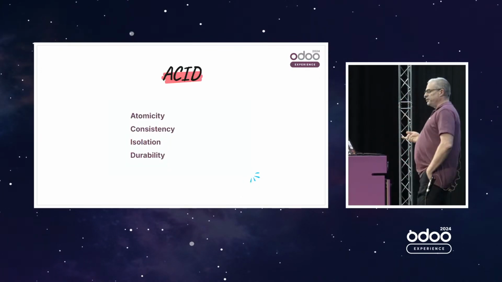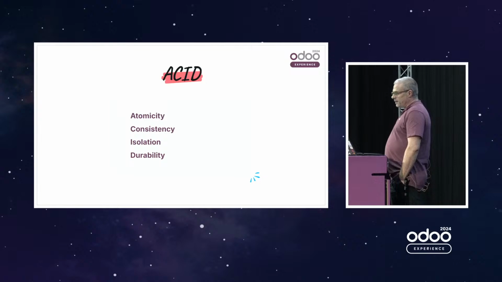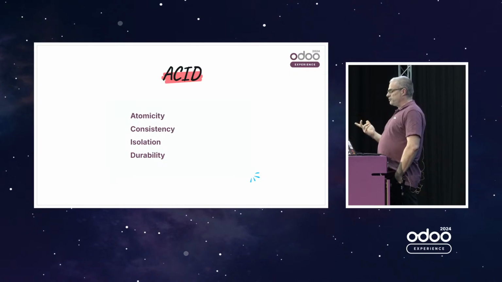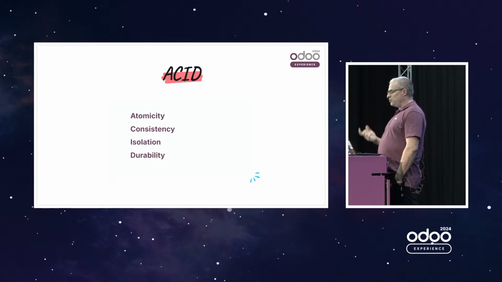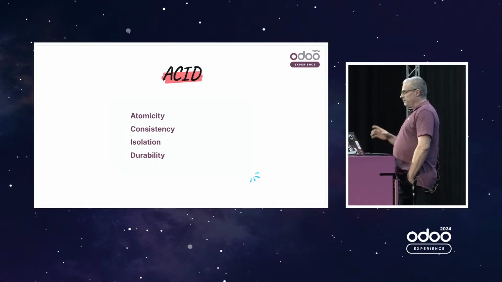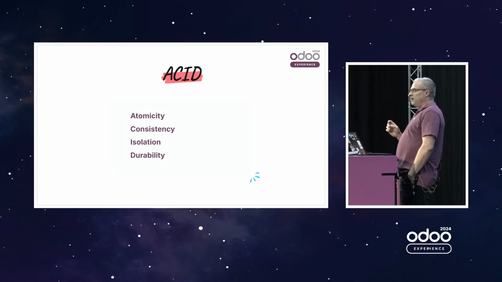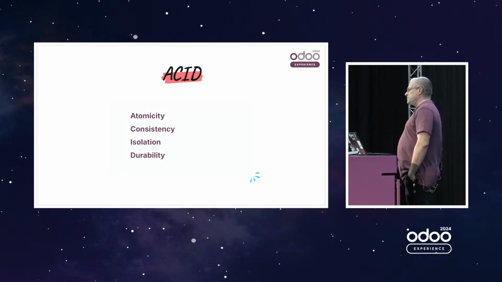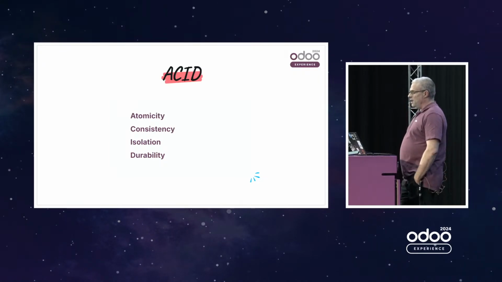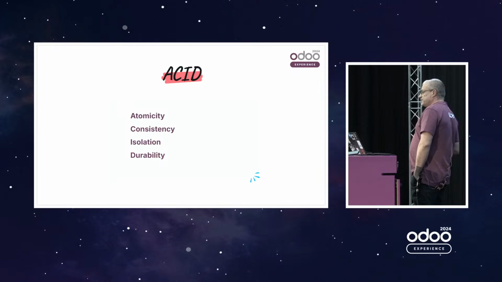So the first property of a database is the ACID property. ACID means atomicity. Atomicity means transactions are composed of multiple statements. The atomicity guarantees that each transaction is treated as a single unit. So either everything succeeds or everything fails, but you don't have small parts which succeed and small parts which fail. The consistency ensures that a transaction will bring the database from one consistent state to another consistent state.